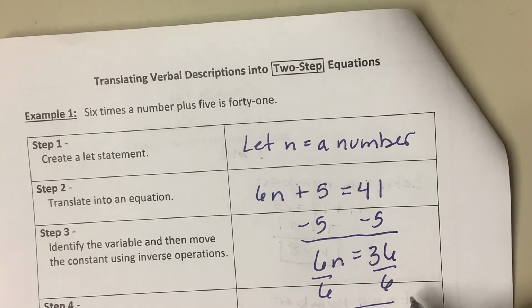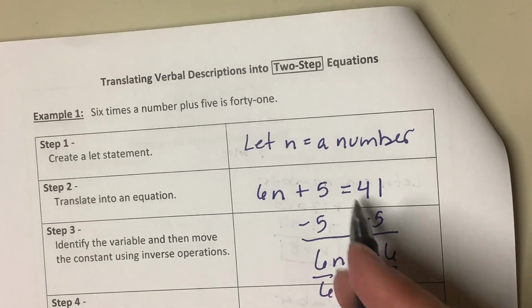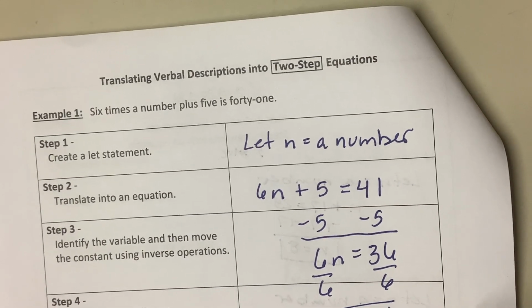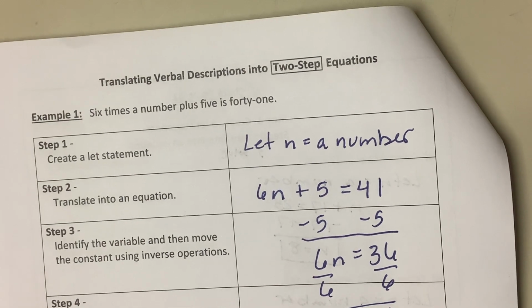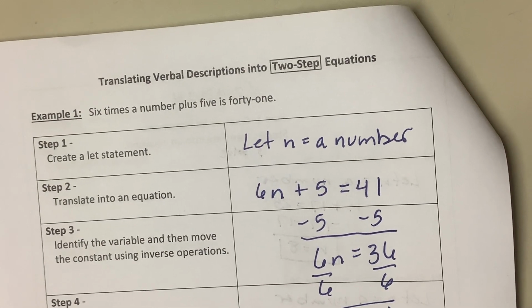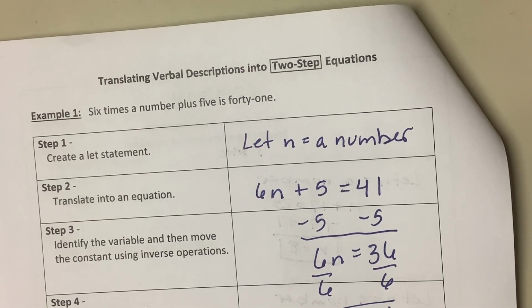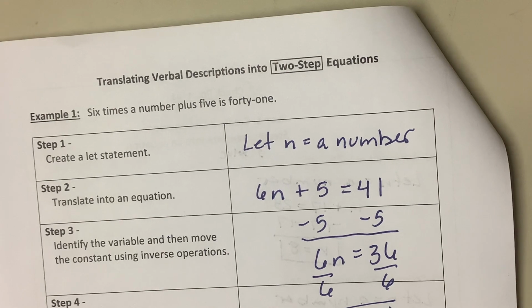Check. Evaluate. Substitute the original equation with the variable you found. Here's my original equation: 6n plus 5 equals 41. 6 times 6 plus 5 is 41. 36 plus 5 is 41. 41 equals 41, and it checks.